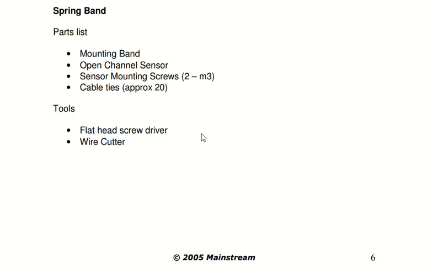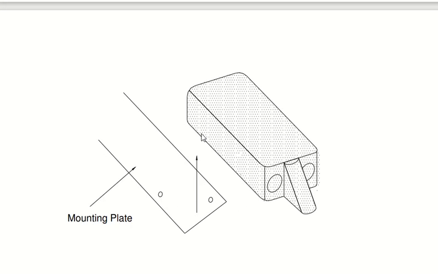You might need a mounting band, an open channel sensor, sensor mounting screws, and cable ties. These will be the parts which you are going to use, and the tools which you are going to use are a simple flathead screwdriver and a wire cutter, or a nose plier as we call it sometimes. And this is how you mount it.